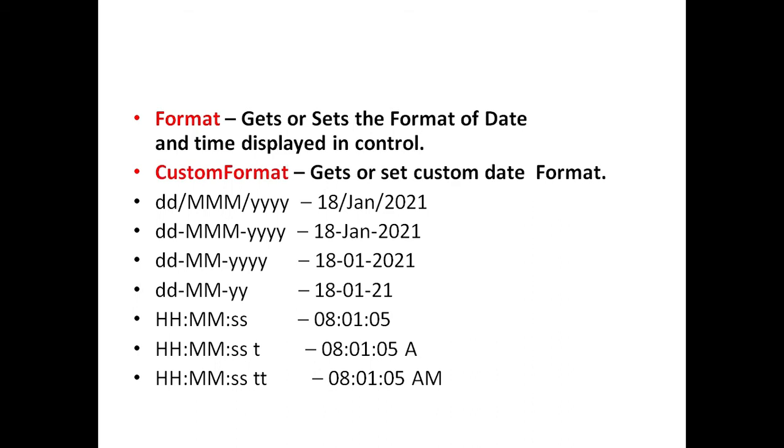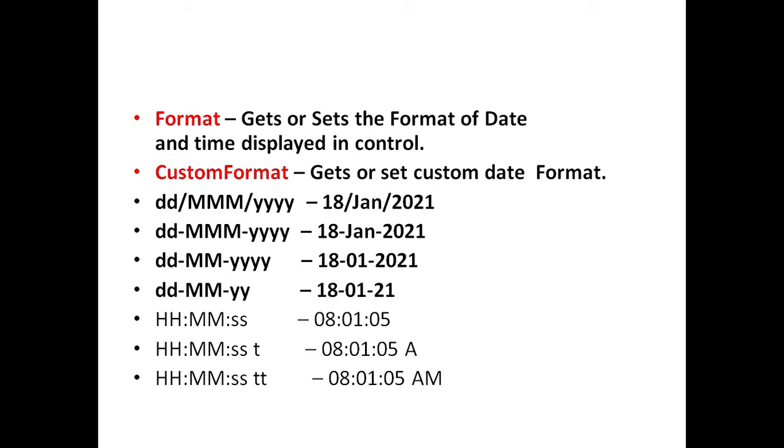CustomFormat is used to get or set the custom format. In the Format property, only if the format is Custom can you set the custom format. These are the different custom formats for the date time picker. You can use the date time picker to display the time. For this, use the hours, minutes, seconds format. If you specify only t, it will display A for AM and P for PM, and if you specify tt, it will display AM or PM.